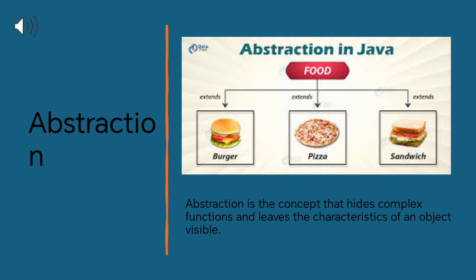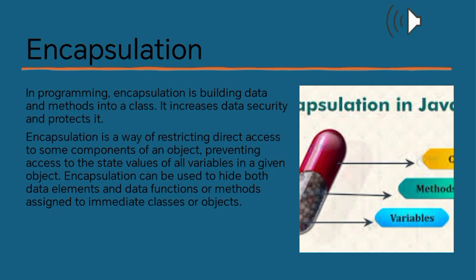Abstraction. Abstraction is a concept that hides complex functionality and leaves essential characteristics of objects visible. Encapsulation. In programming, encapsulation is bundling data and methods in the class. It increases data security and protection.